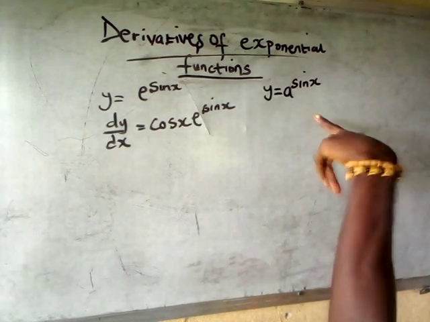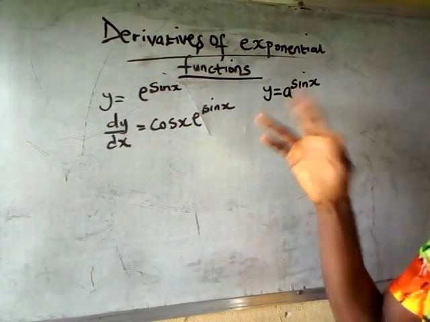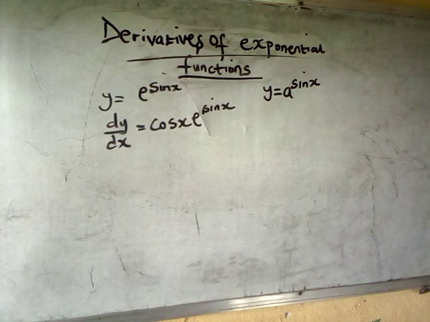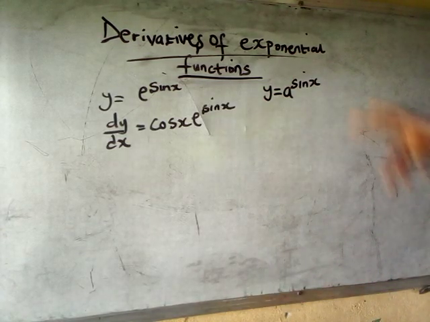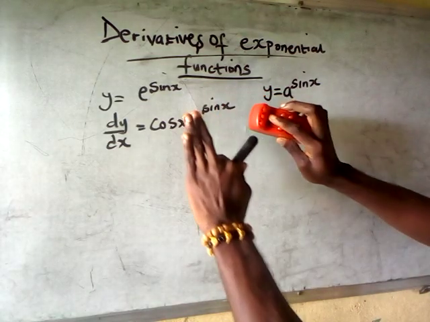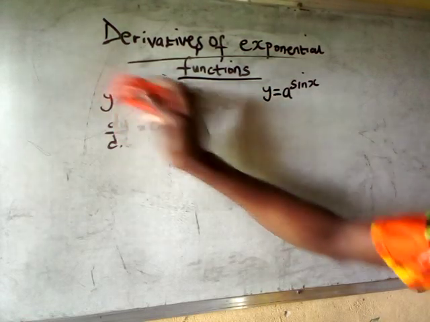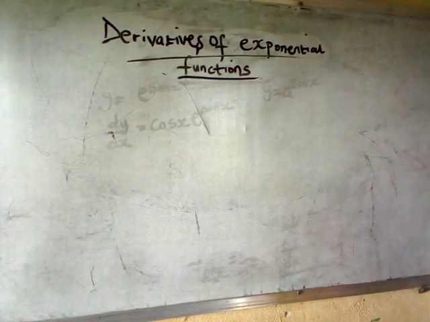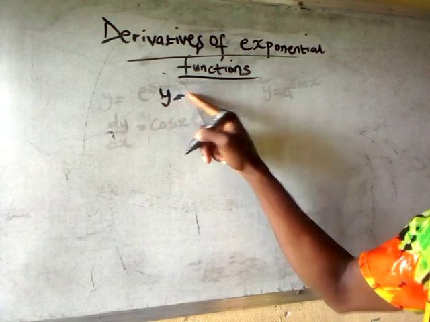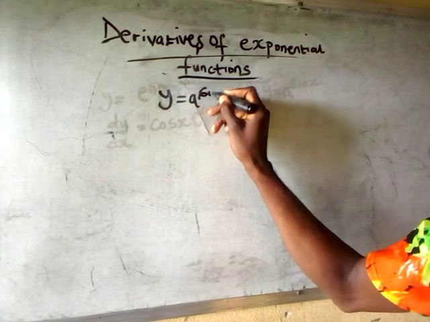Now, what about a question like this? Someone just asked a question like this. So what about something like this? I'm going to answer it. I will clean this side because we are familiar with this one solving from our previous solving. We have y is equal to a raised to power sine x.